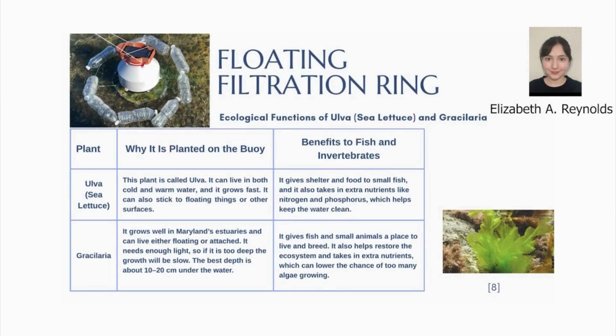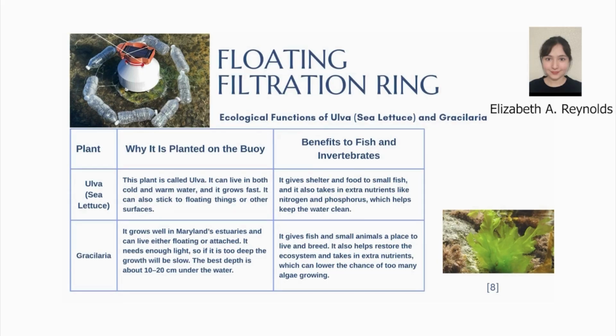Hello, I'm Elizabeth and I will be talking about the floating flotation ring. On our buoy, we grow ulva, which can be called sea lettuce, and gracilaria. Ulva grows fast, can live in many conditions, and the buoy gives it a place to attach. It provides food for small fish and helps clean the water.